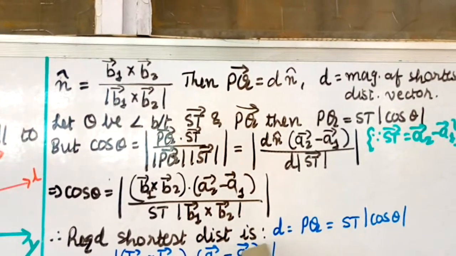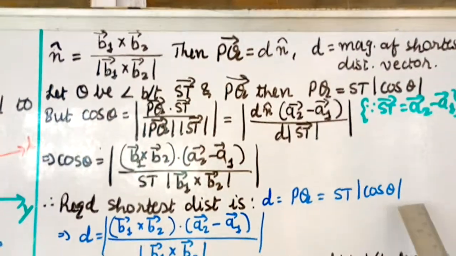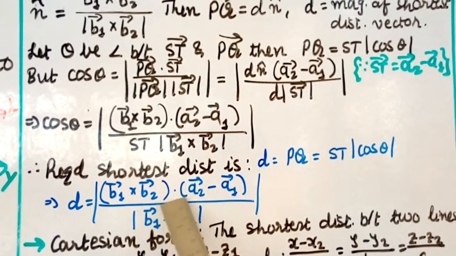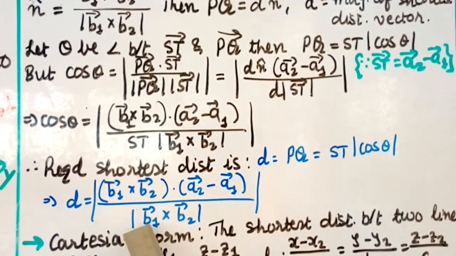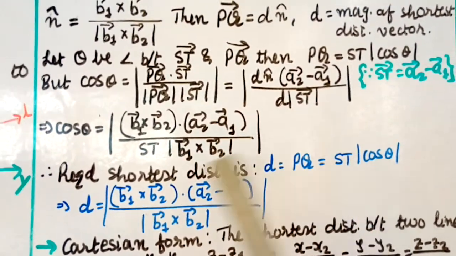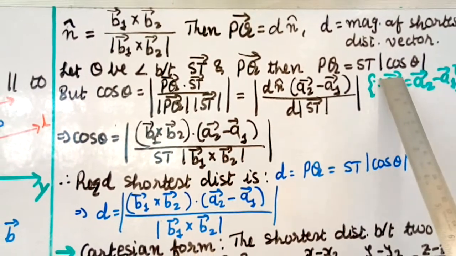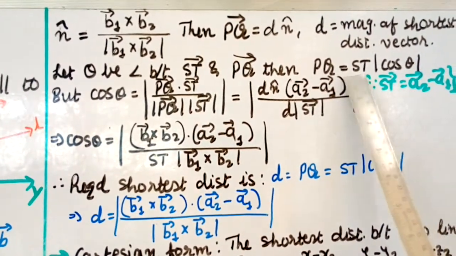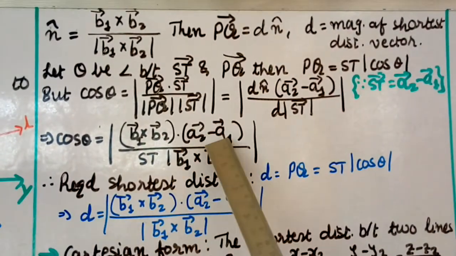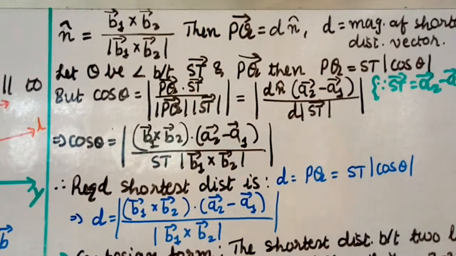Therefore the required shortest distance D equals PQ equals ST cos theta, taking the magnitude. So D equals B1 cross B2 dot A2 minus A1 divided by magnitude of B1 cross B2. Where has ST gone? ST cancels out with this ST, because I am placing the value of cos theta in this. If you put in cos theta, ST is there and here also ST is there, so they cancel each other and only this value remains. That is your shortest distance between the two skew lines.